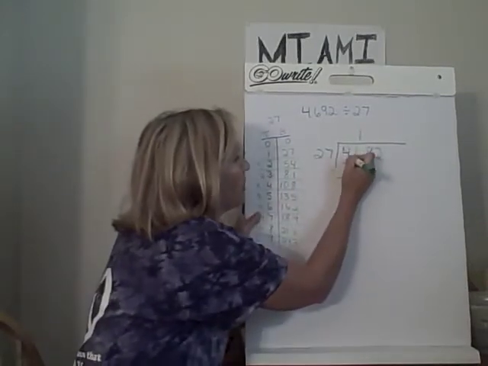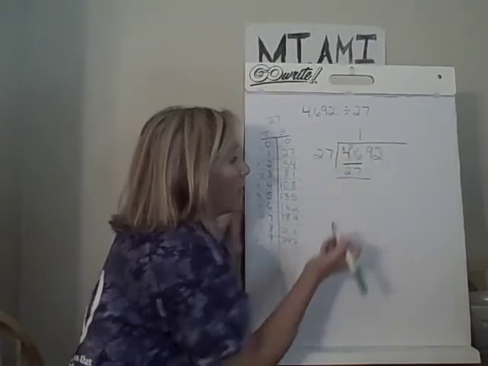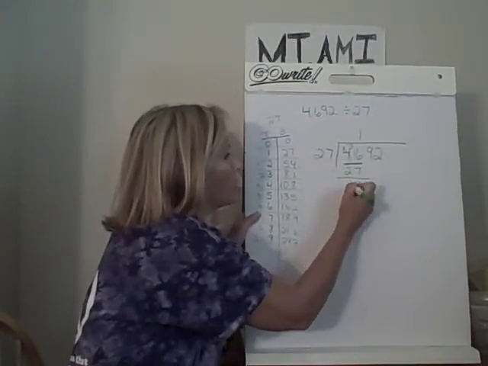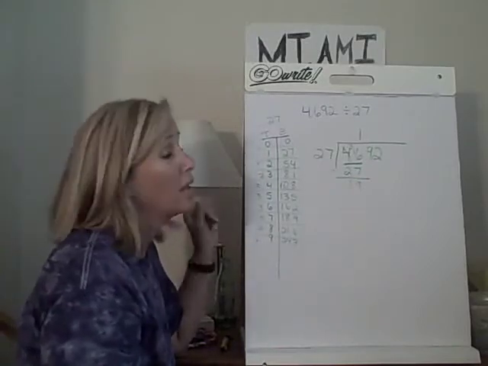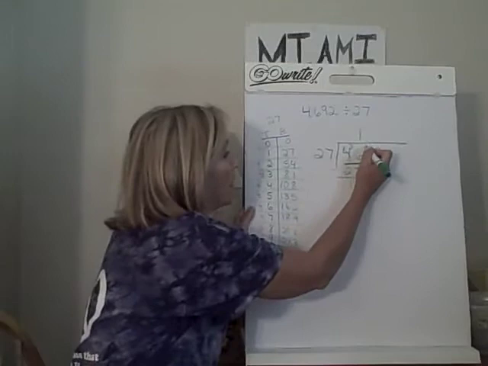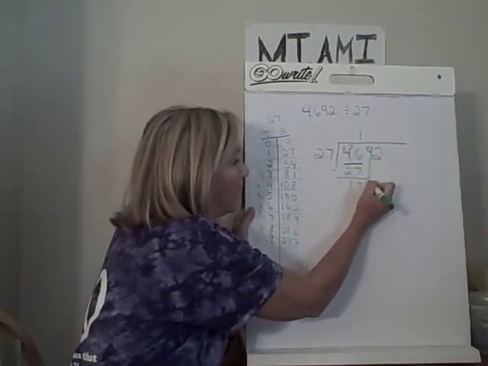Well, gotta borrow. 16 minus 7 is 9. 3 minus 2 is 1. Super careful on the subtraction. That's why you have to be meticulous and neat. All right, then I'm going to cross out the 9 and carry it down.